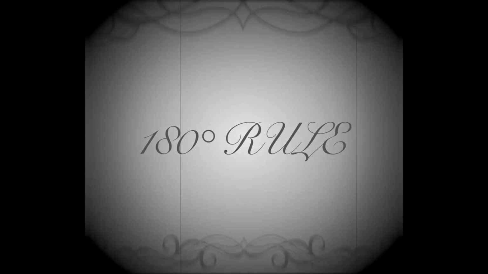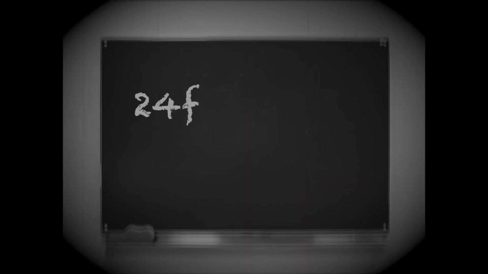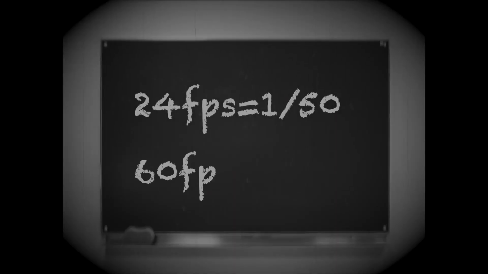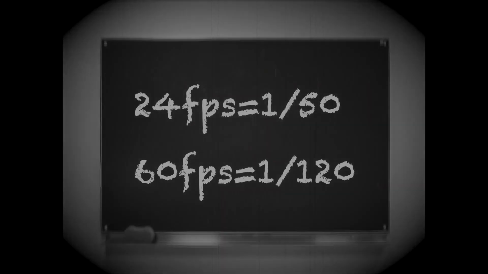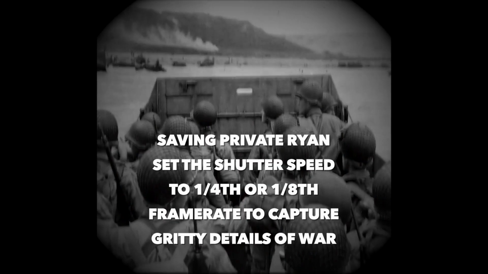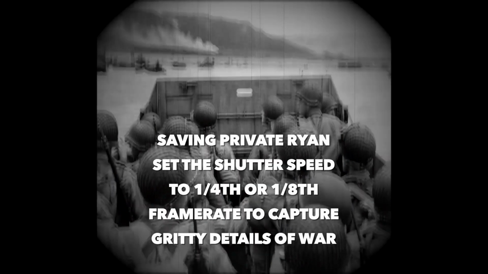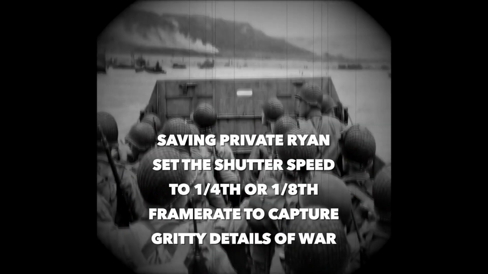For video, we use the 180-degree rule, where your shutter speed is set to half your frame rate to simulate normal motion blur. At 24 frames per second, that means 1/50th of a second, and at 60 frames per second, that means 1/120th of a second. ND filters can also be useful here. This rule can be broken, like it famously was in the movie Saving Private Ryan, but generally isn't.